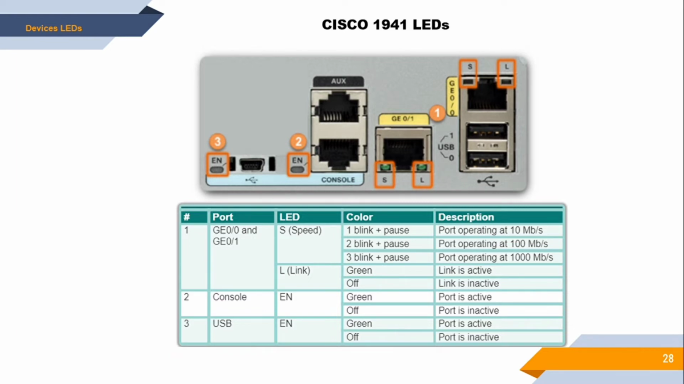A Cisco 1941 router is shown in the figure. The router helps network administrators conduct some basic troubleshooting. Each device has a unique set of LEDs, so consult the device-specific documentation for an accurate description of the LEDs.